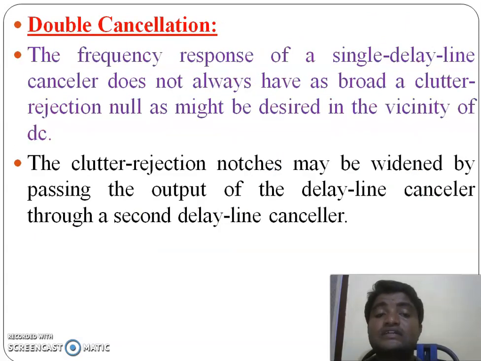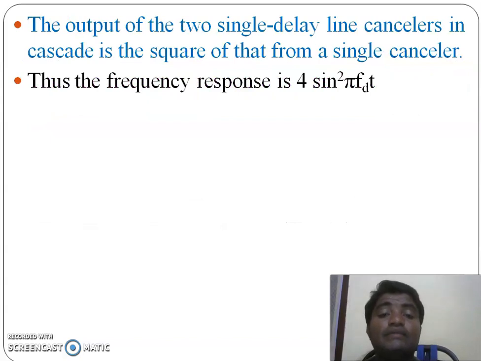And the next concept is double cancellation. The frequency response of a single delay line canceller does not have a broad clutter rejection in the vicinity of the DC, and the clutter rejection notches are widened by passing the output of the delay line canceller through a second delay line canceller. In double cancellation, in double delay line cancellers, two single delay line cancellers are connected in cascade.